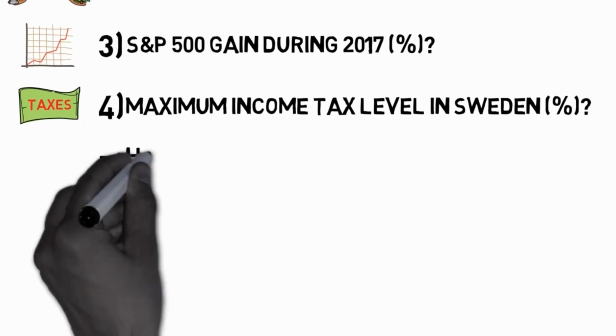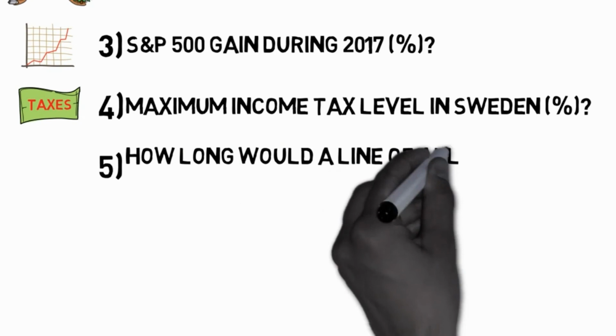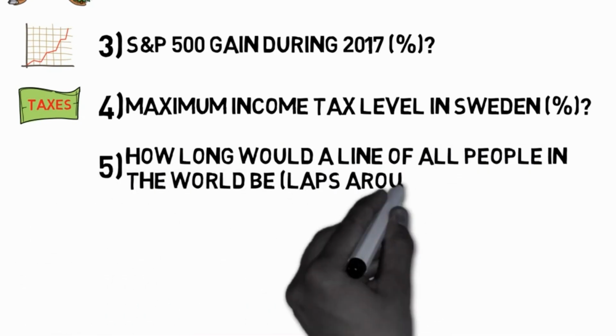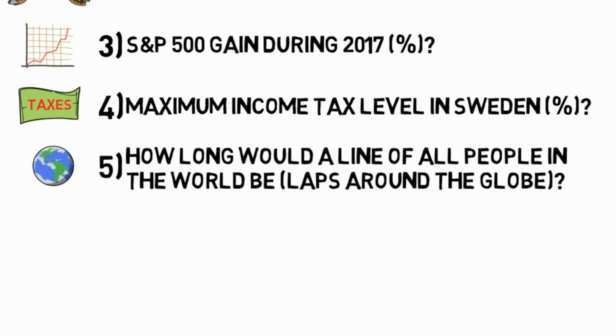Question 5. Let's place all of Earth's human inhabitants in a line. How long would this line become? Assume that each person uses 30 centimeters or about a foot of space and 7.7 billion people in population as of 2018. Give your answer in number of laps around the globe.